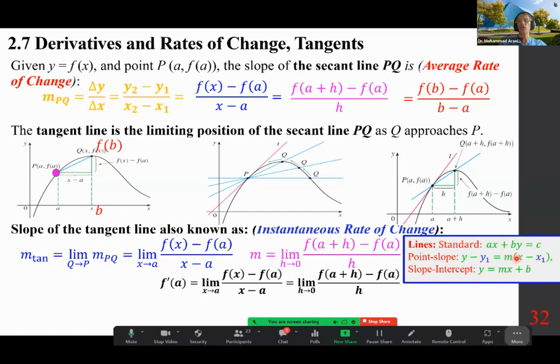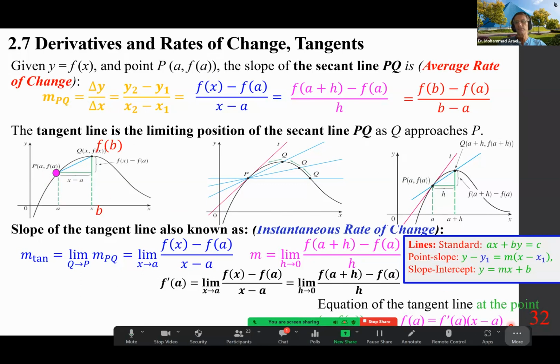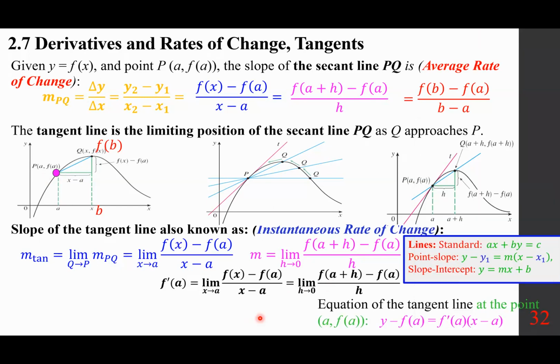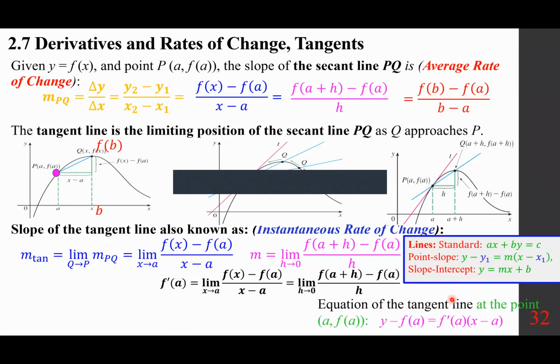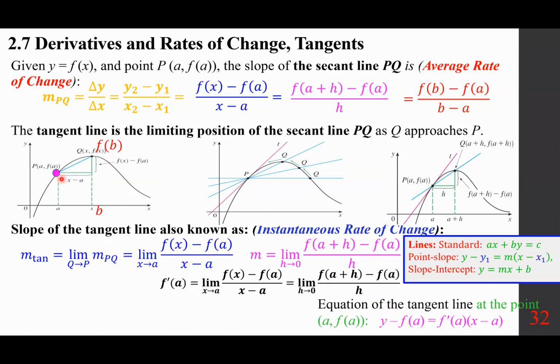If I'm going to use this point, which has coordinates a and f of a, then I'm going to say y minus y1 becomes y minus f of a equals m. M is f prime of a, times x minus x sub 1. X sub 1 is a. Do I have to memorize that? No, I just use the point slope. It's just as good. It's the same formula. It comes from there.